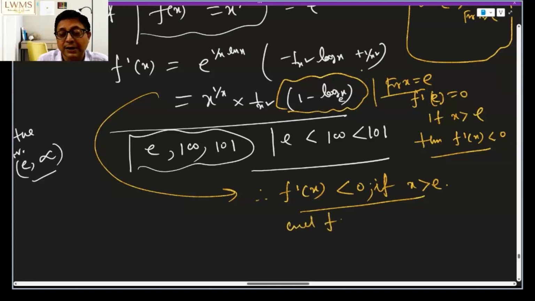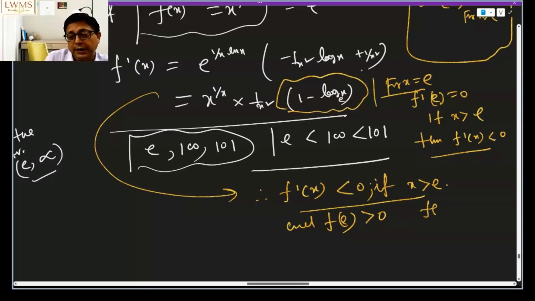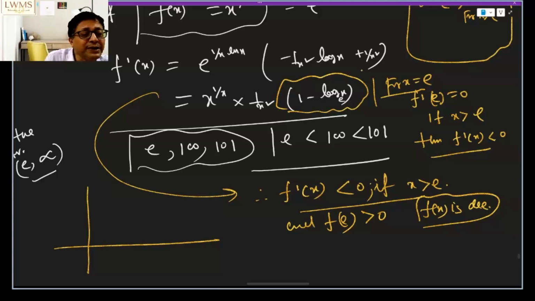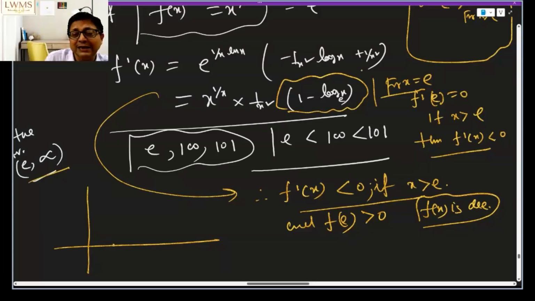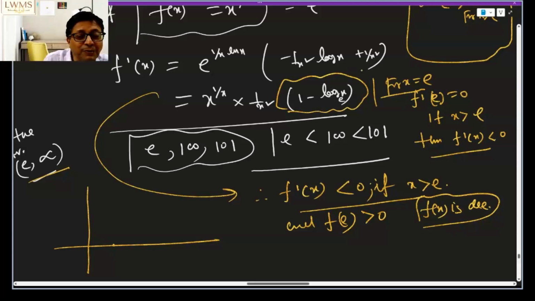f(e) is greater than 0. So the function f(x) is decreasing, it is proved. And the starting point of the interval you have taken, at the point e, it is positive, and f dash x is negative. At the point e it is positive and it is decreasing. So the graph of the function is approximately going to be like this.